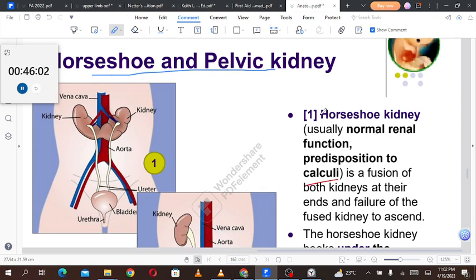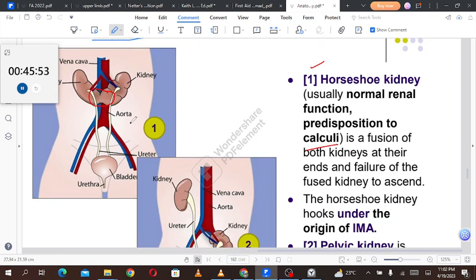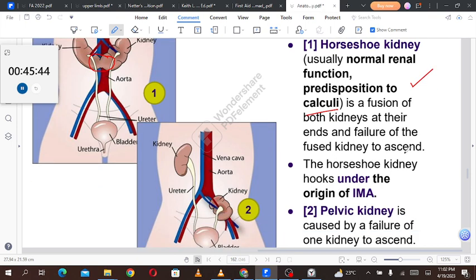So in a horseshoe kidney, although it is a congenital anomaly, the lower poles of the kidney are joined together, but the function of the kidney is usually normal and the patients are totally asymptomatic. But there is a predisposition to develop calculi. It is a fusion of both kidneys at their ends and failure of the fused kidneys to ascend.